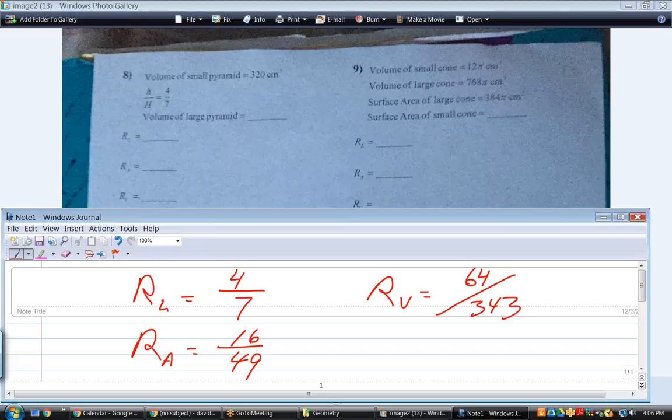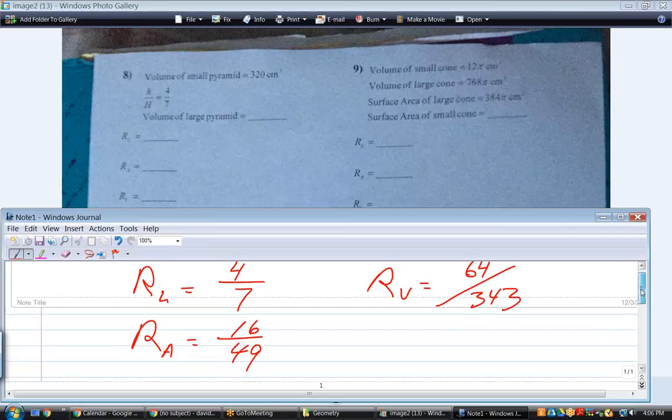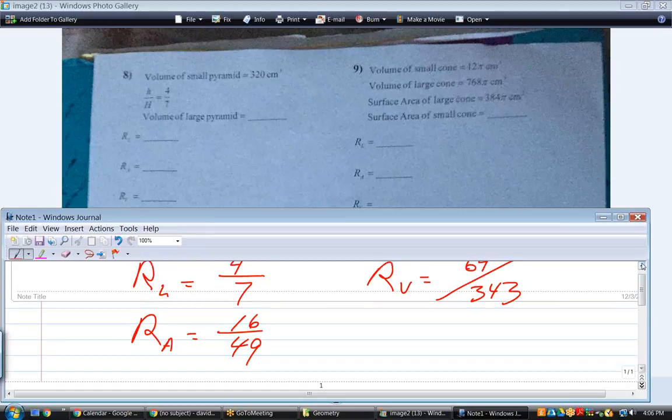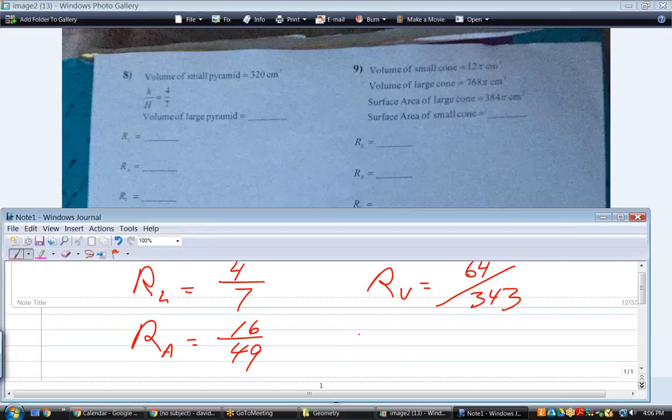Now, give me a ratio equation that I can set up that solves for our answer. In other words, because they've given us the small volume, what can I say in terms of an equation? 4/7 equals 320 over x. What did you say again? 4/7 times 320 over x.